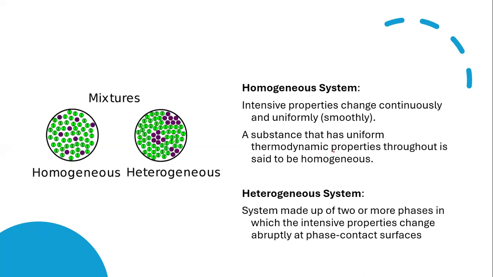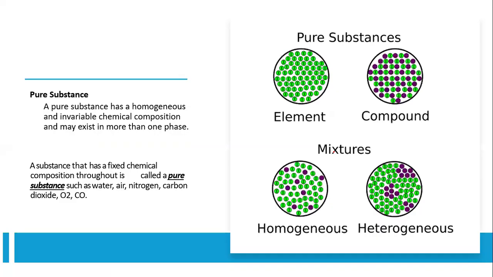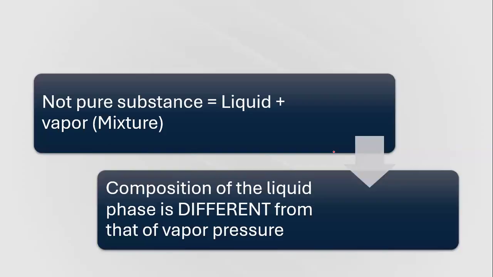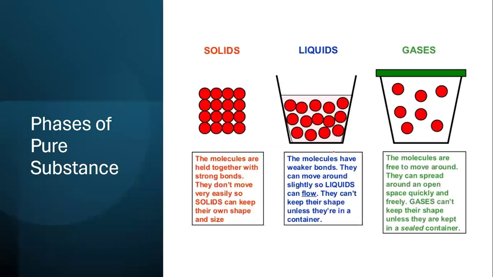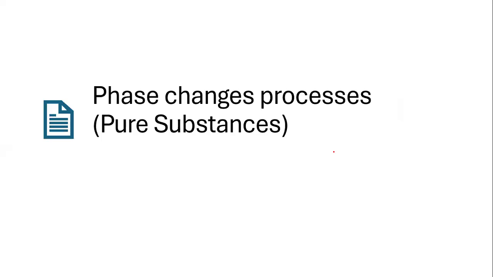And therefore, we looked at the homogeneous and heterogeneous systems. And then we defined what is a pure substance, right? And then we looked at how to see a pure substance and what is not a pure substance. And then we also looked at the examples of pure substances. And then we also looked at the phase changes, right? Not the phase changes per se, but different phases and how molecules or atoms actually behave in each and every phase or in each and every state.